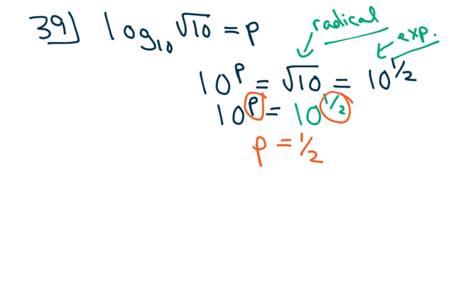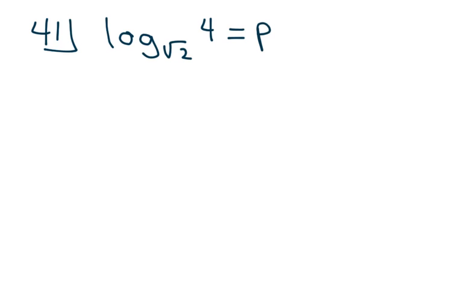Okay. Now let's do 41. That looks interesting as well. I like the interesting ones. Log base root 2 of 4. I'm still not sure. So I'm going to set this to p and do it the long way. So I know I have root 2 to some power equals 4.